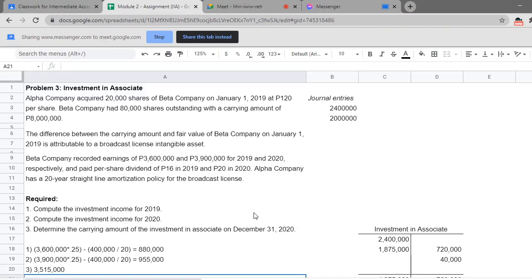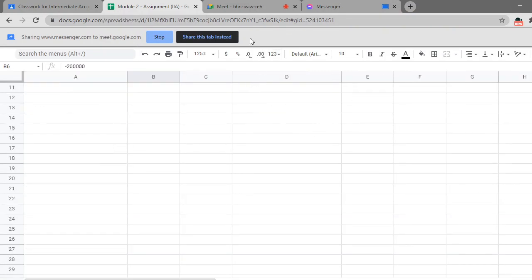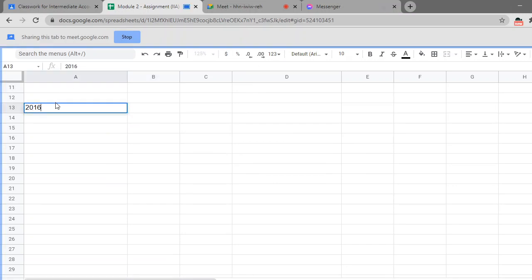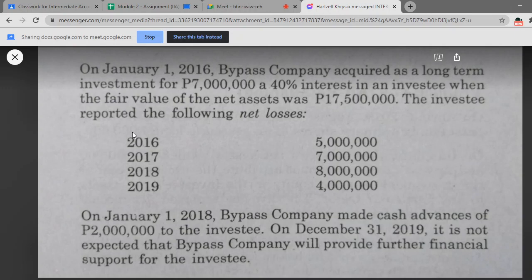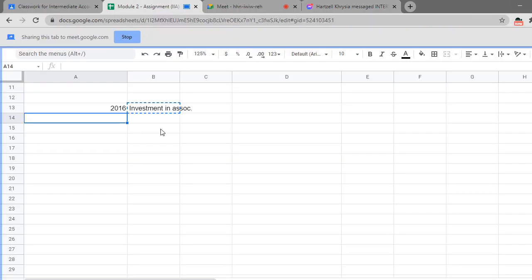Okay. Let's prepare an entry. First, for year 2016. We have a loss. When there is a loss, is it debit or credit? We credit our amount, but before that we set up the investment in associate. Debit investment in associate and credit cash for 7 million. And then eventually there was a loss of 5 million, and 40% is ours. So 5 times 40%, that's 2 million.